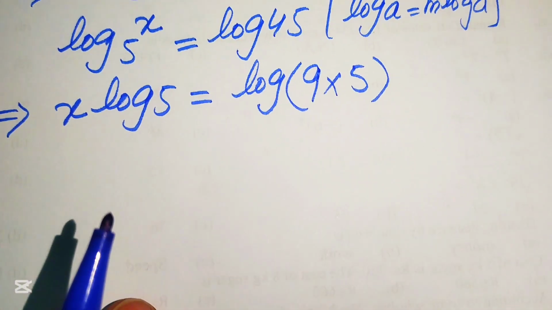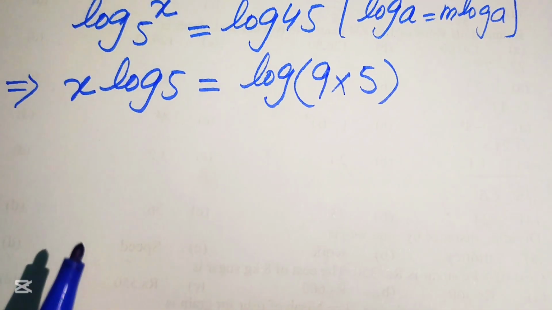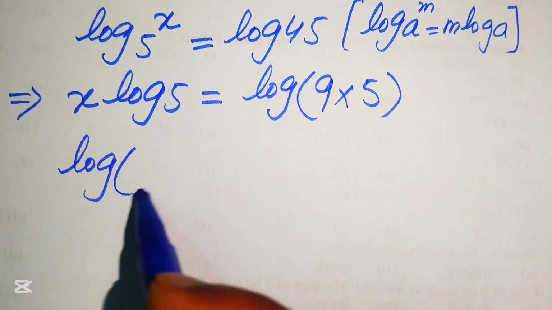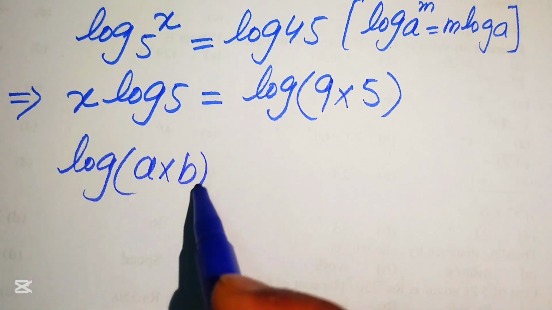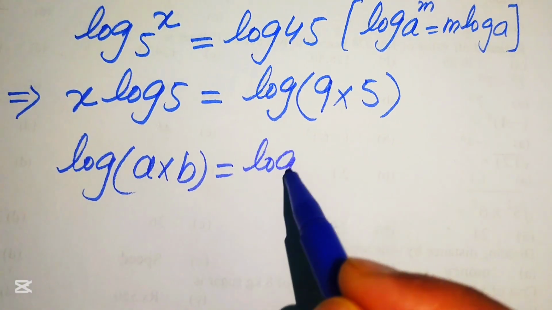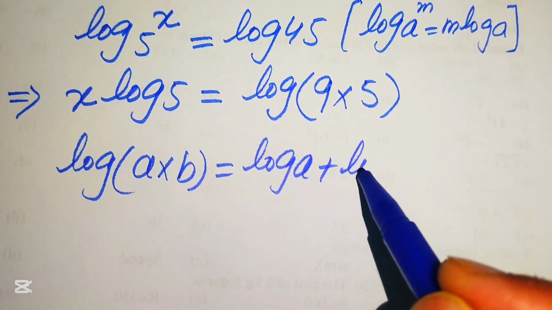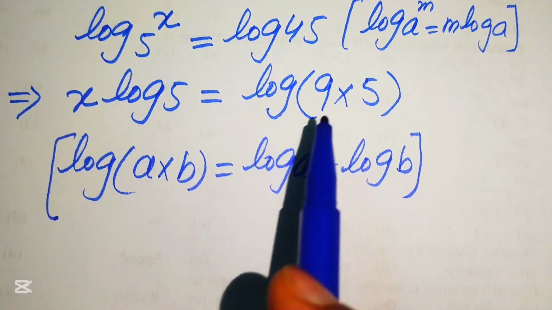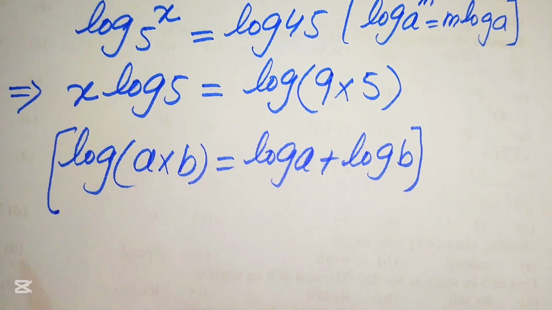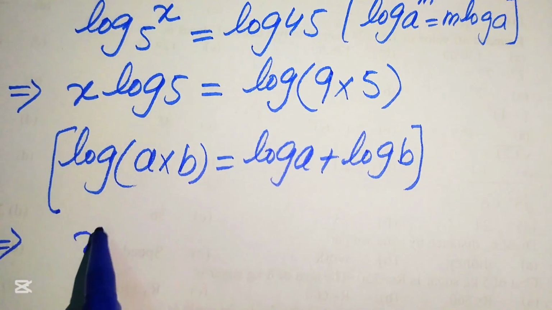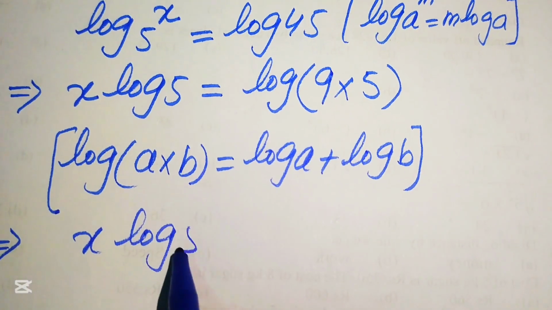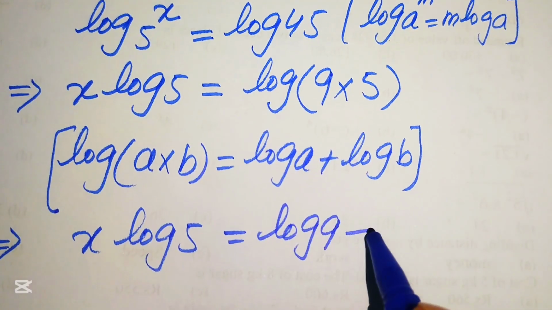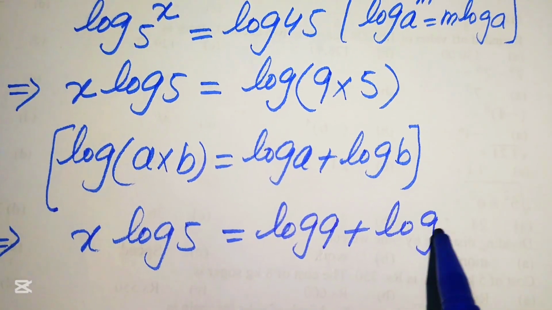So further we need another property of log. Here we focus on the right hand side, and we will apply this nice property of log. If we have log of a multiplied by b, it equals log of a plus log of b. So according to this property, we apply the log separately on both of these values, and it will be written as x times log 5 equals log of 9 plus log of 5.